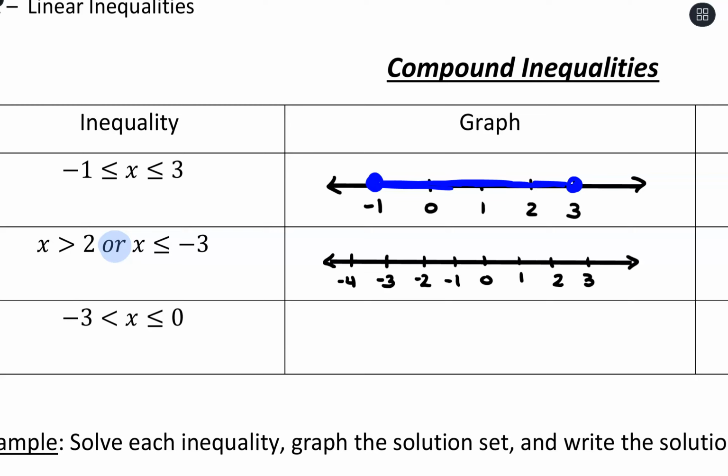So we're going to treat these separately. So x is more than 2. So at 2 we'll have an open circle. And then it can be larger, so we're going to go off to the right-hand side. Or x is less than or equal to -3, so we'll have a solid circle at -3, and then we'll go off to the left-hand side for anything smaller. So we end up with these separated areas. It could be either over here or over there.